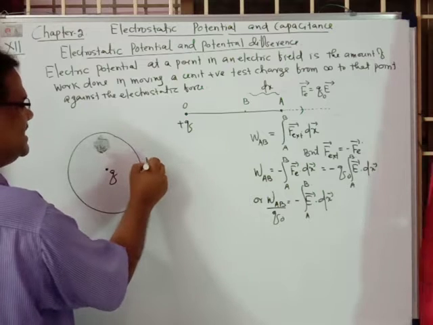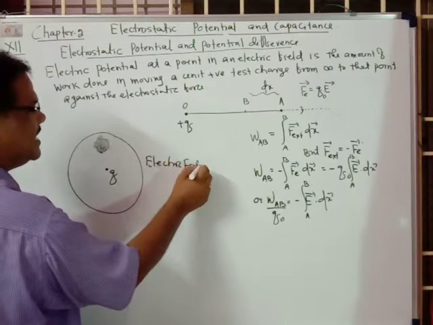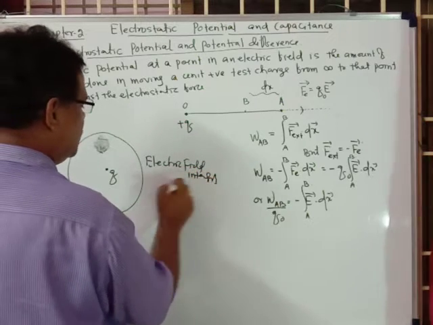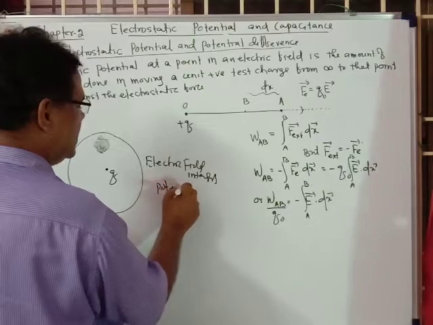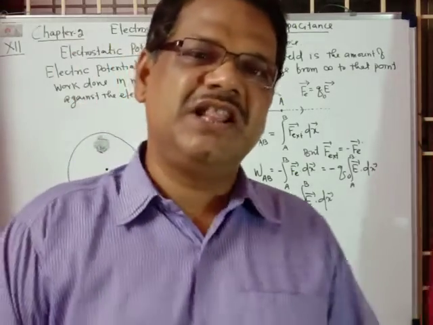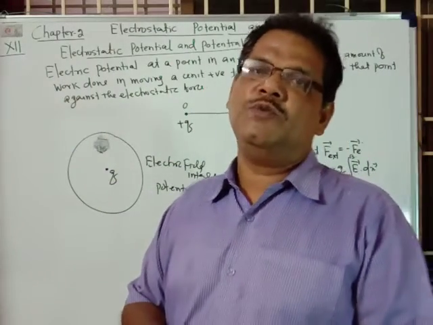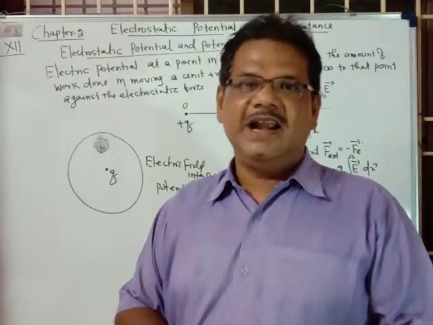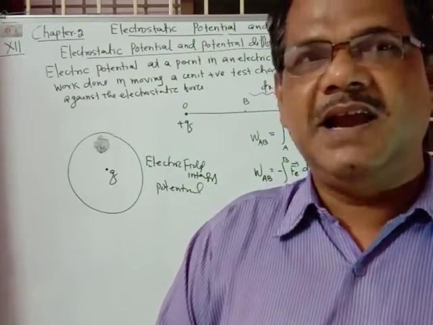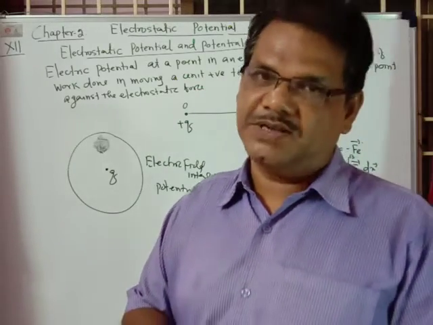Electric field intensity and potential. By means of the electric field intensity and potential, that electric field can be defined clearly. And you know, the electric field intensity is the force experienced by a unit positive test charge when placed at that point, electric field intensity at a point.